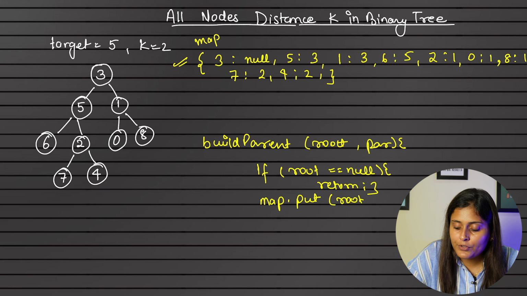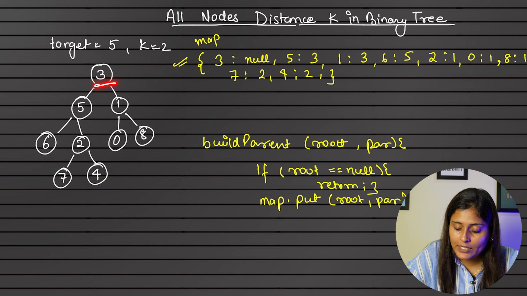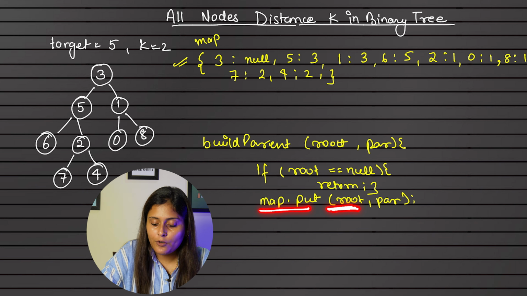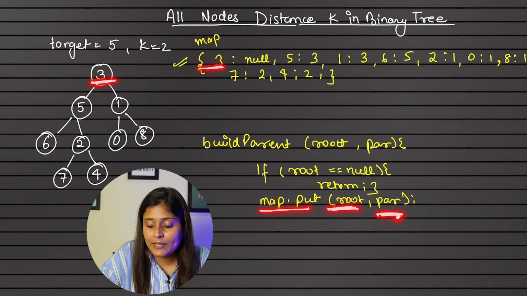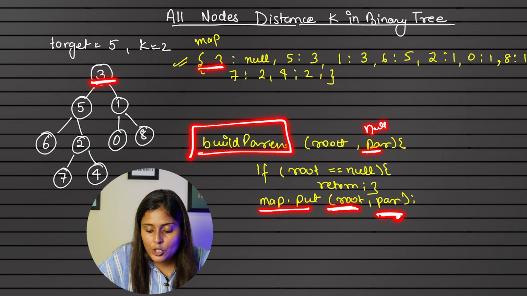For root we have to put the parent. That's it. So what will happen? Initially we have 3. So for parent 3, what we have to put in the map? We'll put for root, which is 3, the parent. So initially the parent was null, that we'll send while calling this build parent function. Okay, so we'll save it.